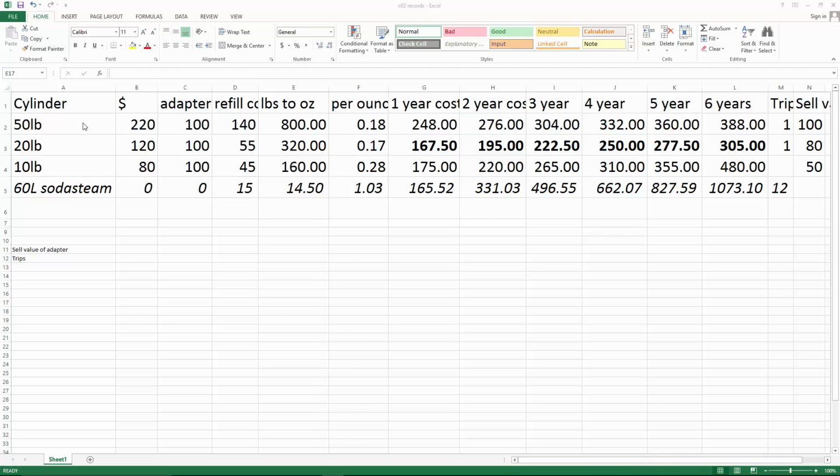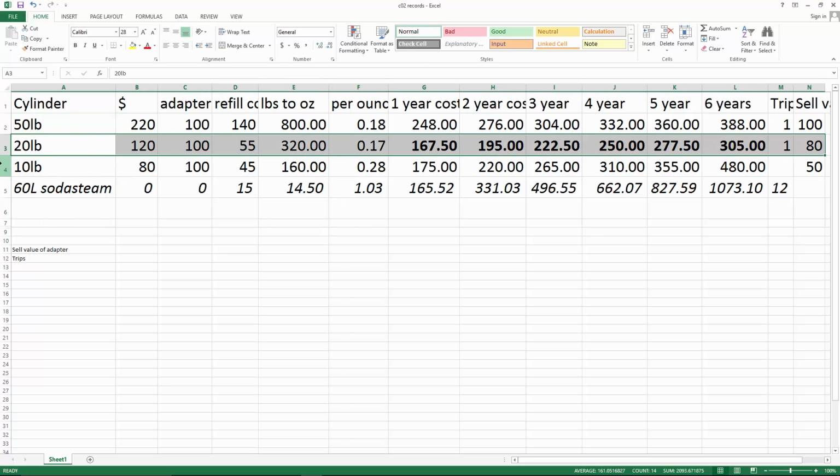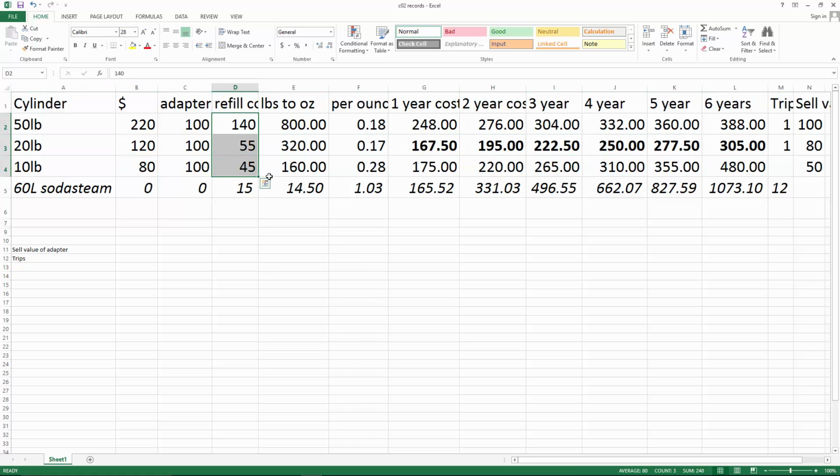What you're looking at is the most common cylinder sizes, the bottom one being the standard one that comes with the system. They call it a 60 liter, the SodaStream company does, but it's 14.5 ounces. And these are the three most common cylinder sizes. You can see that 20 pound is actually the best route to go according to my calculations. This is the cost that I got quoted from Airgas.